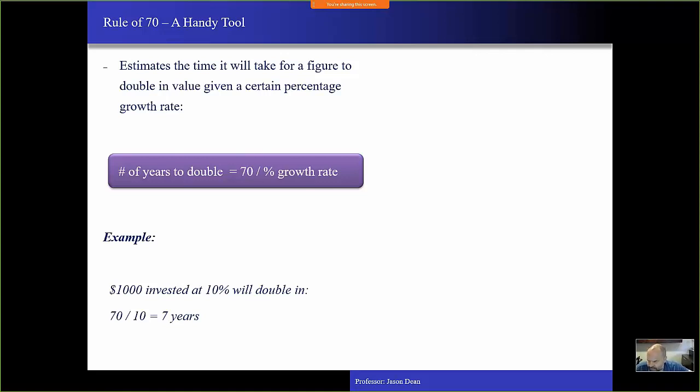So you can think of the real GDP. Any series of numbers that's growing at a compound rate, you can easily estimate how long it would take to double, and all you do is take the number 70 and divide it by that growth rate. For example, if you have some money invested in the bank and it's getting a 10% interest rate, then it will double in 70 divided by 10 equals 7 years. If real GDP is growing at 10% per year, then the real GDP will double in 7 years.